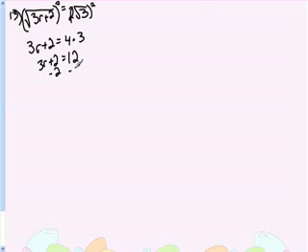Solve that basic equation by subtracting 2. Divide by 3. R comes out to 10 thirds, or 3 1/3 if you want to do it that way. You do still have to plug this back in and make sure that it works.